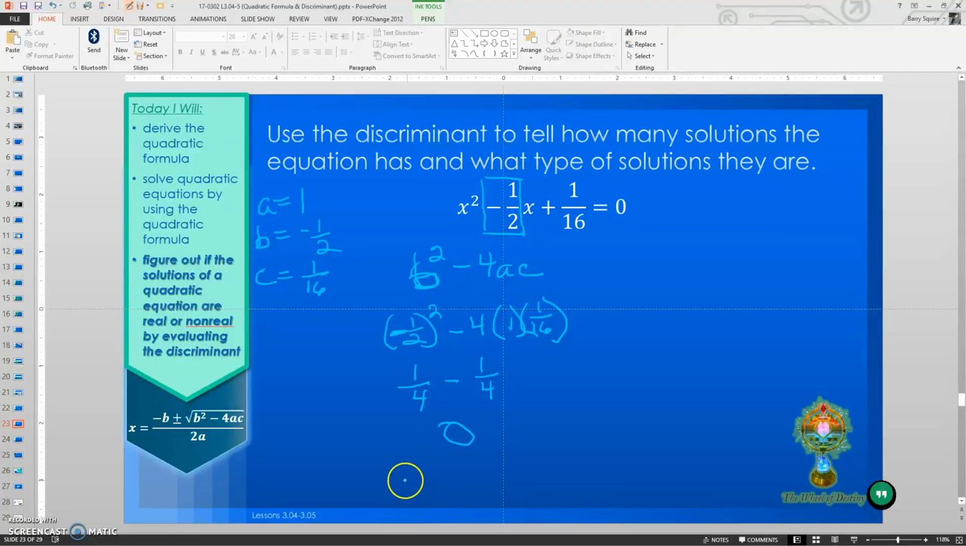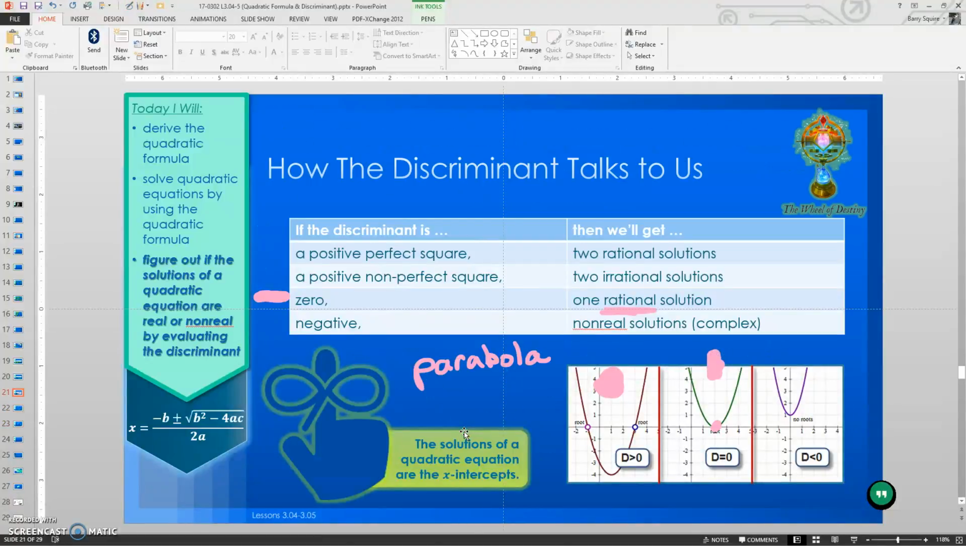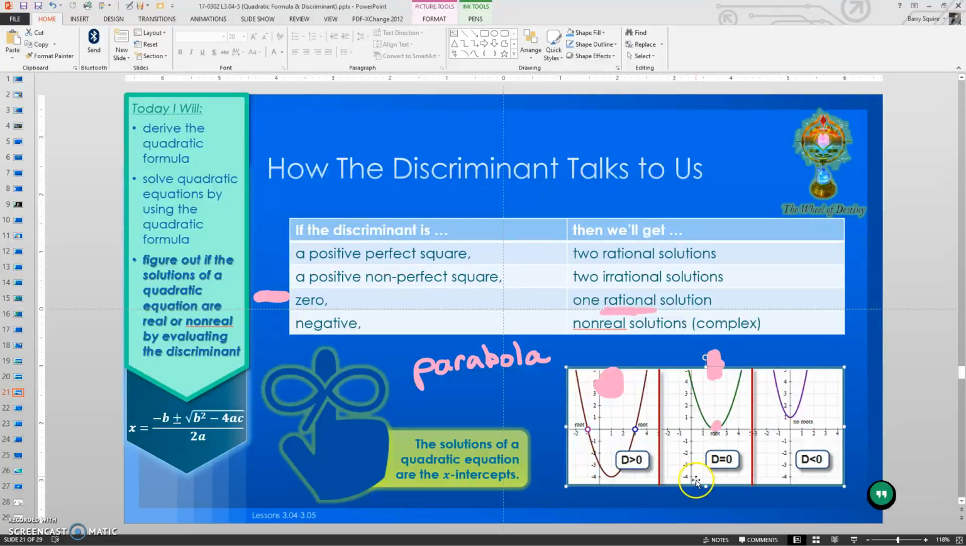I love discriminants of 0. This means that we have one rational solution. If we go back to that chart, we'll see there we go. Here we are right here. Yeah. Right there in that middle one. So we're going to be okay.